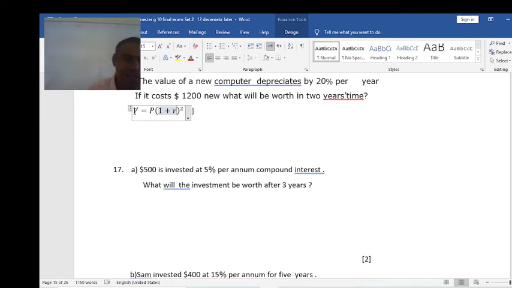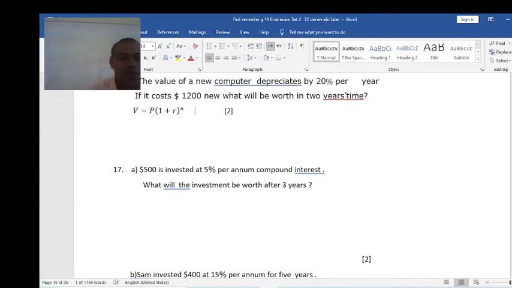The R, don't write 20%. R, you should convert this as decimal. 20% is 0.20. To the power how many? To the power n. This is the formula. Or to the power time, as you like. So now I will just substitute.